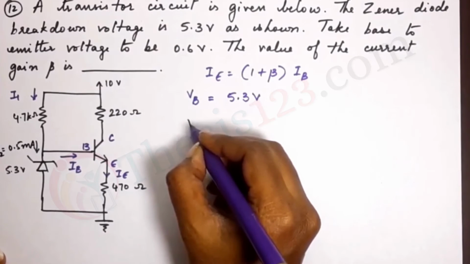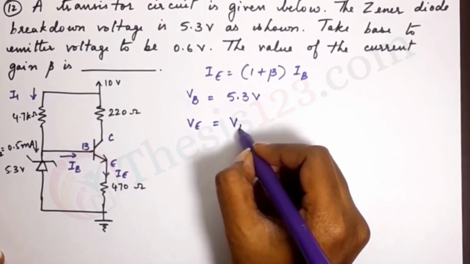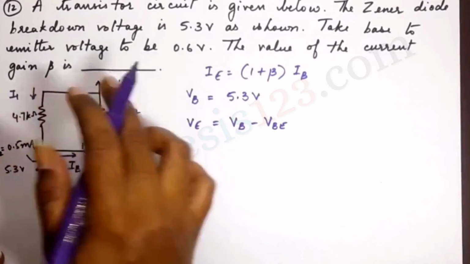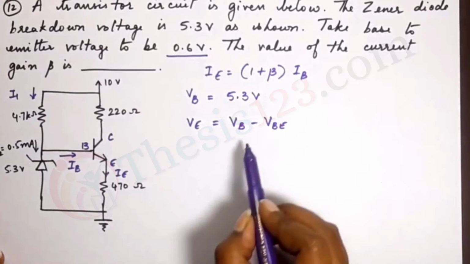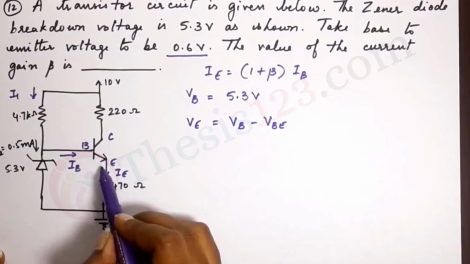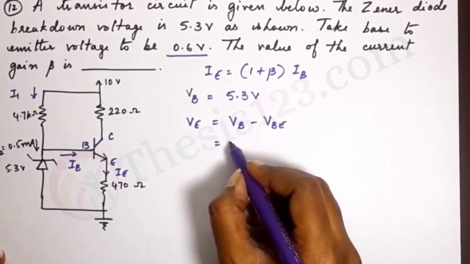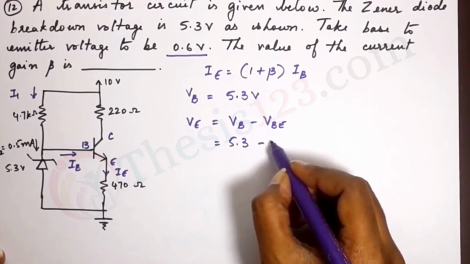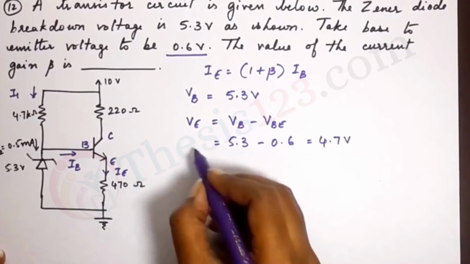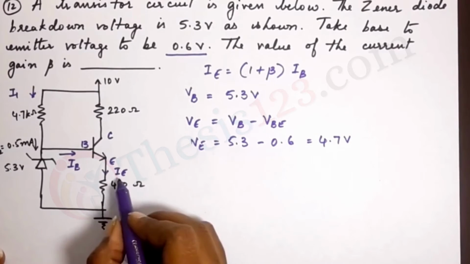And VE, or the emitter voltage. The emitter voltage is VB minus VBE, or the base to emitter voltage is given to us as 0.6 volts. So that's VBE. VE is equal to VB minus VBE. Okay, so that would be 5.3 minus 0.6, which would be 4.7 volts. So that is VE.